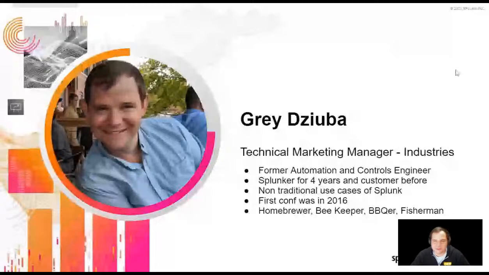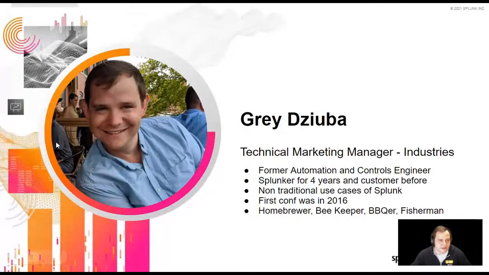My name is Gray Juba. I'm a technical marketing manager here at Splunk. I focus on industries, new markets, and innovation. Formerly an automation controls engineer. If you don't know what that means, basically, I used to program the machines that made anything from chewing gum to flooring to all sorts of things. Basically, if you've ever seen the TV show How It's Made, I was one of the guys behind the scenes programming those machines.